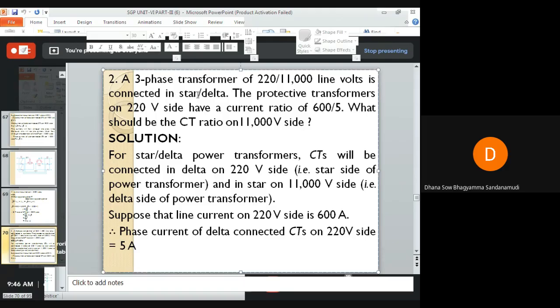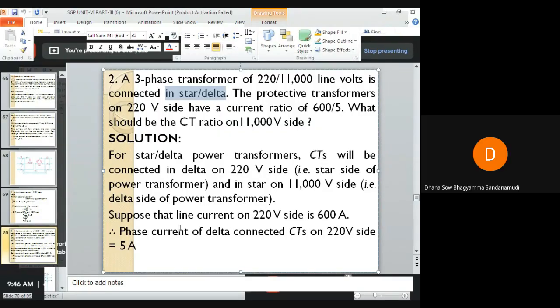So it is also star-delta connected, meaning it is star connected on the primary side and delta connected on the secondary side. Definitely the CTs on the star connected side of the transformer will be delta connected, and the CTs on the delta connected side will be star connected. Let us suppose that the line current on the 220 volt side is 600 amperes. The current ratio is given, and the 220 volt side current ratio is 600 by 5.